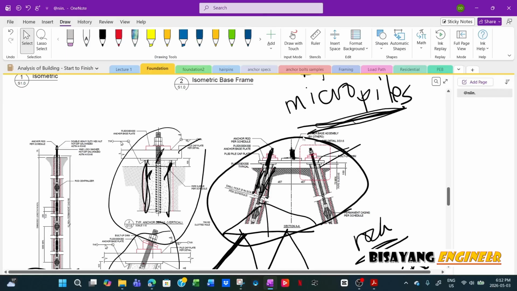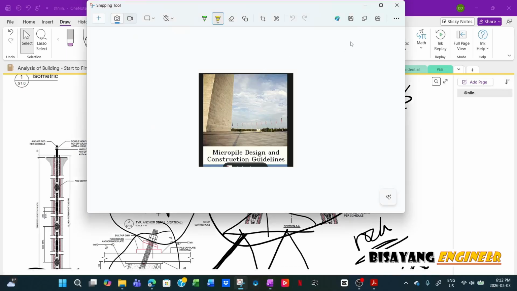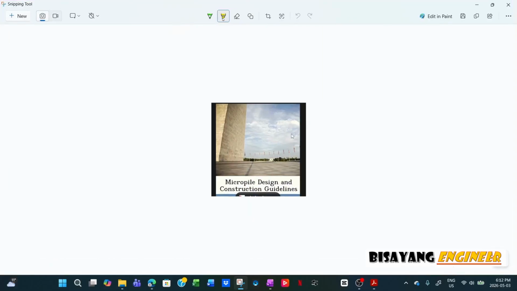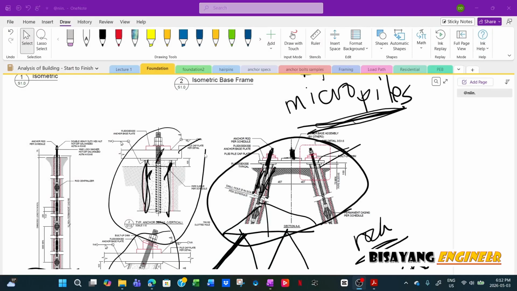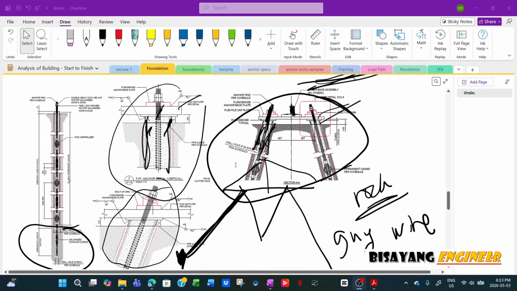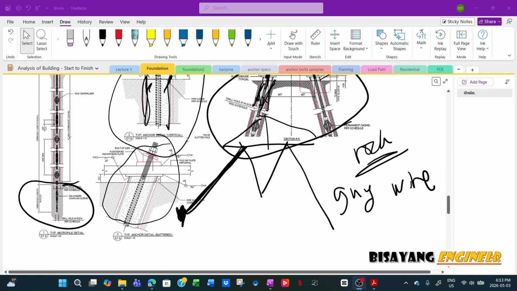So this book, I don't know if you can see this one. This book, Micropile Design and Construction Guidelines, is from the Federal Highway Administration. I bought this book on Amazon because before working in that company, I had never heard of this. I have no idea. So for me to do my job, I have to read about it. So I bought a book about micropiles, and I designed the structural part of this.